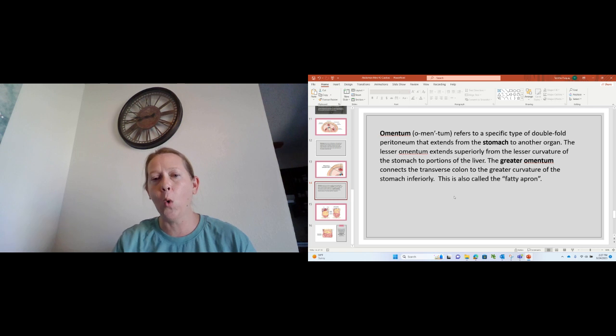So the omentum, and there is an OM in stomach. The omentum refers to a specific type of double-folded peritoneum that extends from the stomach, strictly the stomach, to another organ. The lesser omentum extends from the stomach to the liver, and the greater omentum connects the stomach to the transverse colon. This is called the fatty apron.